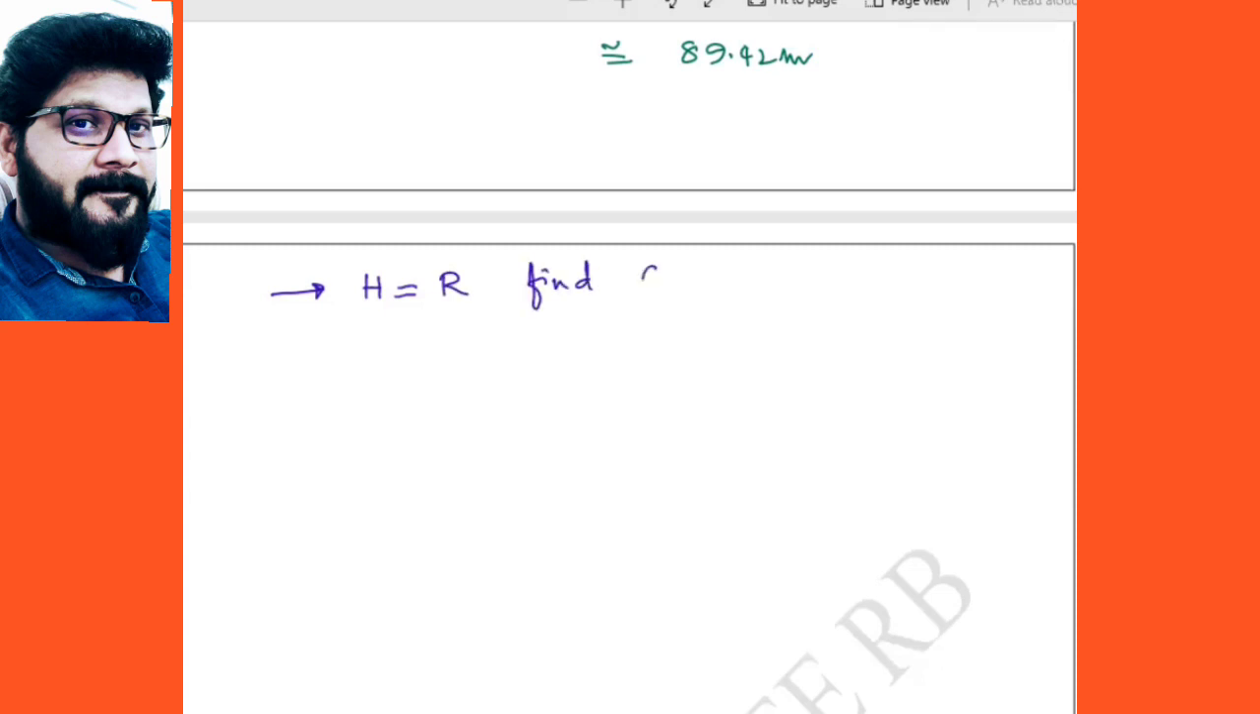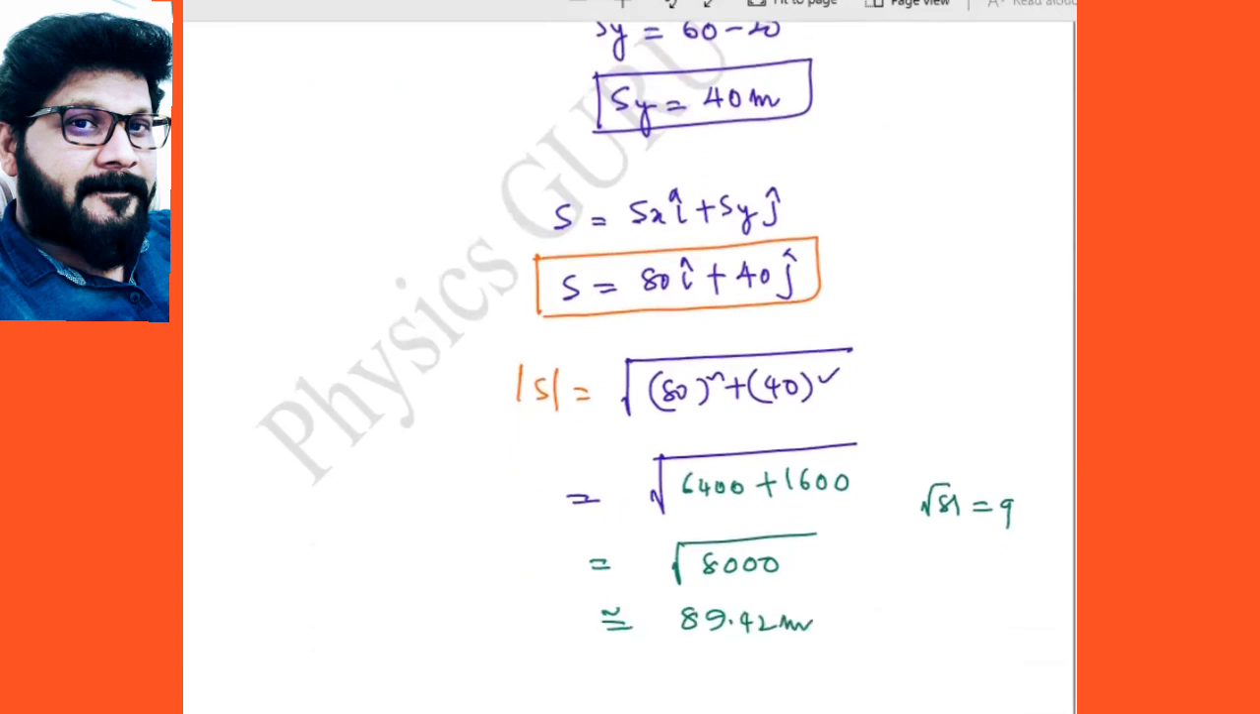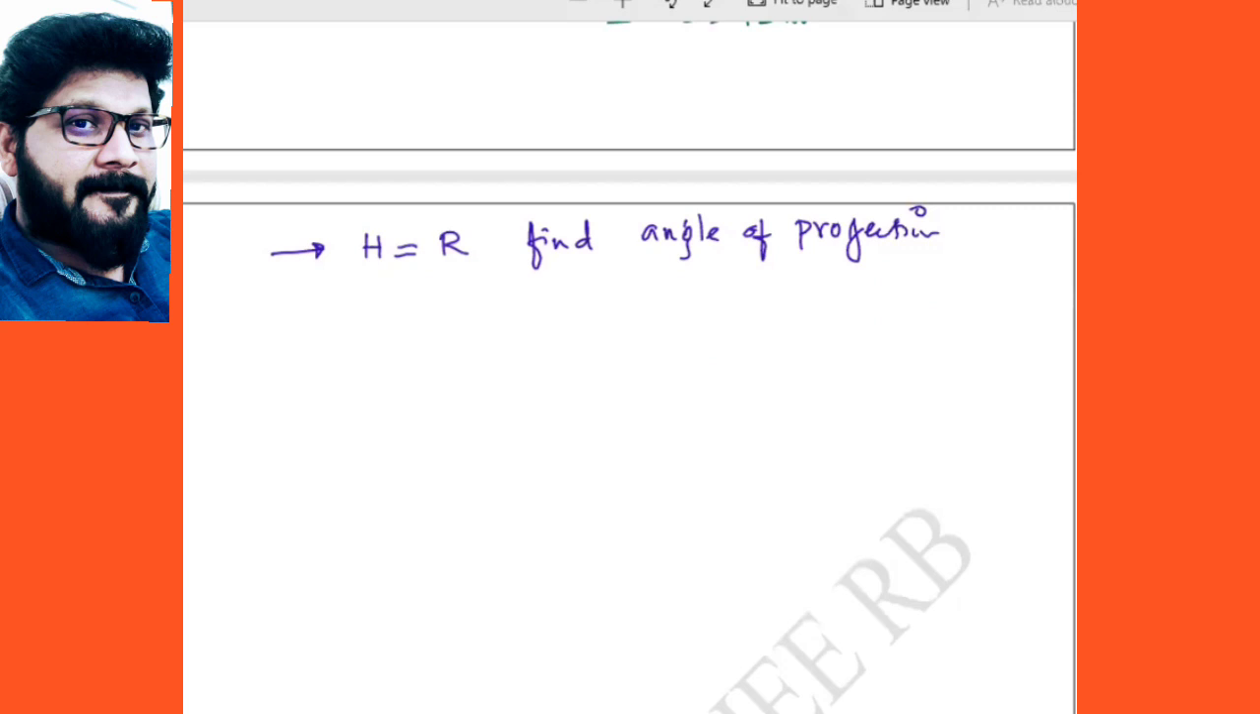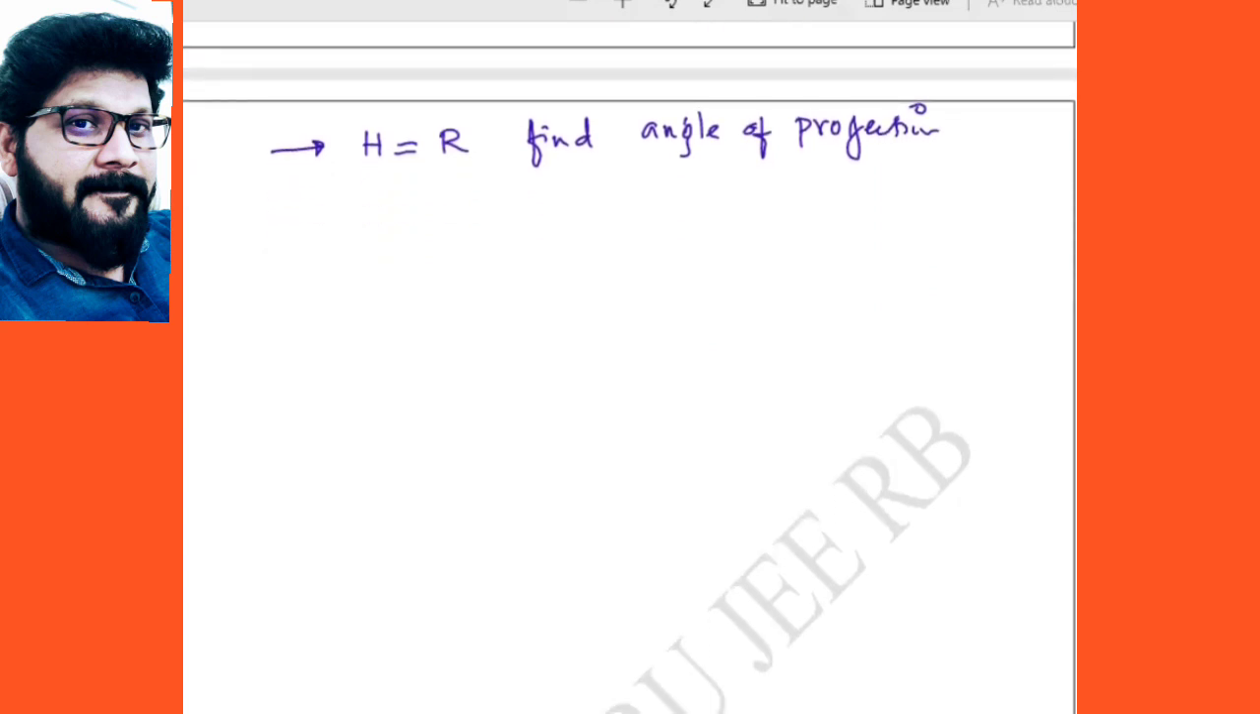Can anybody find the angle of projection? Once again I'll repeat. For a projectile motion from ground to ground, h is equal to r. What is the angle of projection? No, theta is not required. H is equal to r. What is required to calculate is the angle of projection. Answer fast, so we can wind it up.